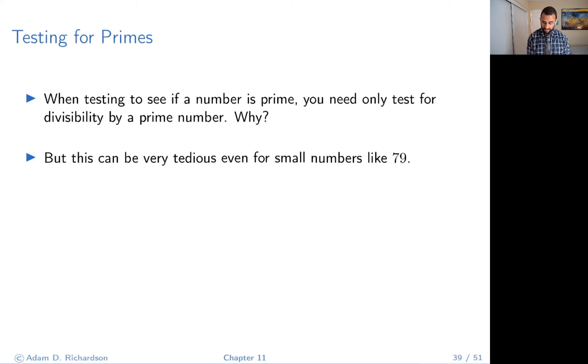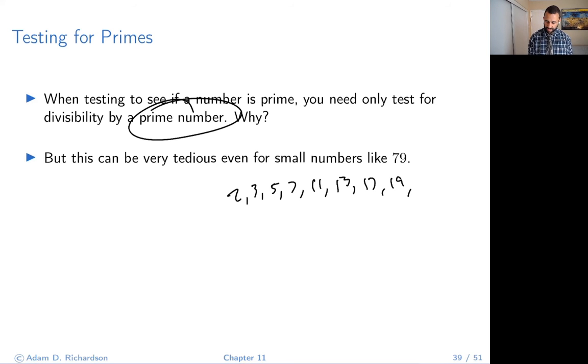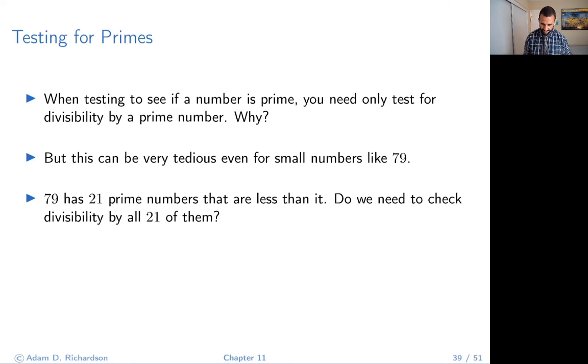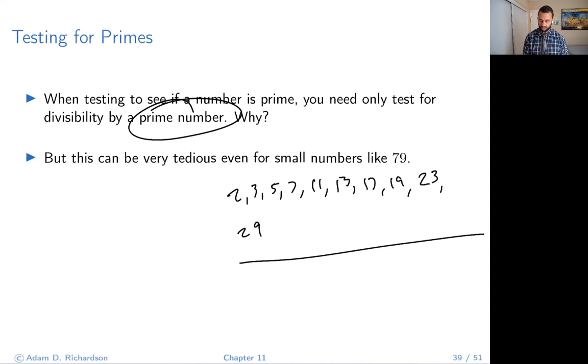If we only have to use prime numbers, that cuts down the work a lot, but not a ton. How many prime numbers are less than 79? Let's go through. 2, 3, 5, 7, 11, 13, 17, 19, 23, 29, I believe is the next one. Man, that's a lot of numbers. I've got to test divisibility by all of these just to see if that number is prime. Oh man, that's going to be painful. So 79 has 21 prime numbers that are less than it. So this list would be 21 items long.